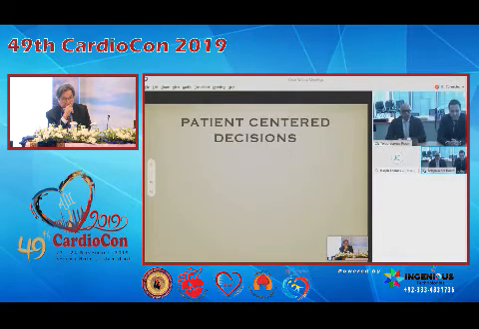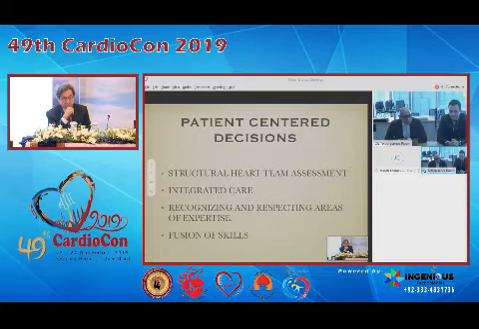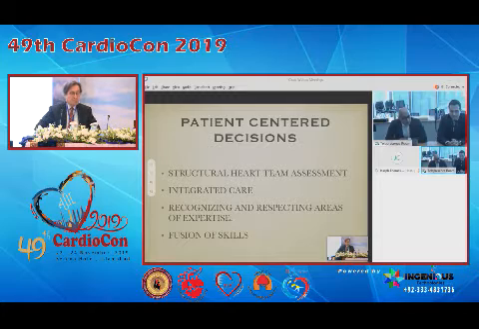Ultimately, we have to make sure that these are patient-centered decisions. The structural heart team assessment that has been pointed out is absolutely vital to putting the patient at the center of our decisions and getting away from surgery versus cardiology versus structural heart disease. We're looking at integrated care across the spectrum of the patient's journey, recognizing and respecting areas of expertise.